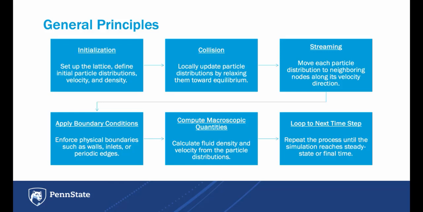Next is the streaming step. Each distribution function moves to a neighboring node based on its direction. For example, a particle set to move right will go to the node to its immediate right. This allows the information about flow to propagate through the grid over time.